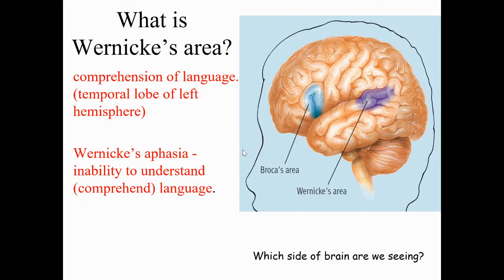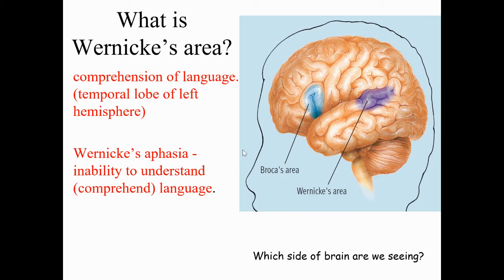All right. So what is Wernicke's area? And we write this down. This is important. Okay. So hit pause if you want to write this down. Wernicke's area is behind your left ear. It's usually on your left side. And what happens is that if you get a stroke or a tumor on this part of your brain, you won't be able to understand language.